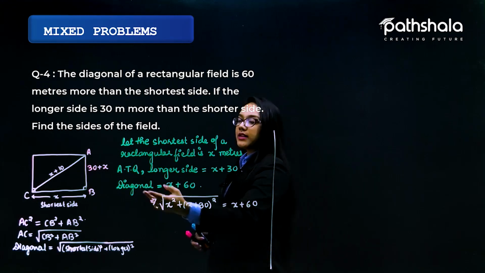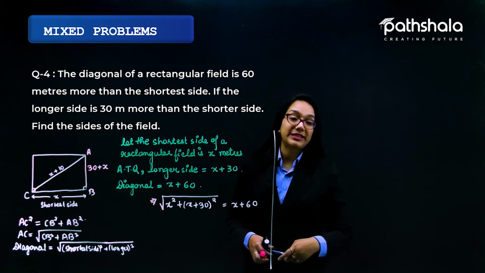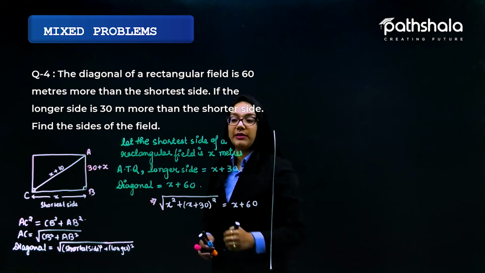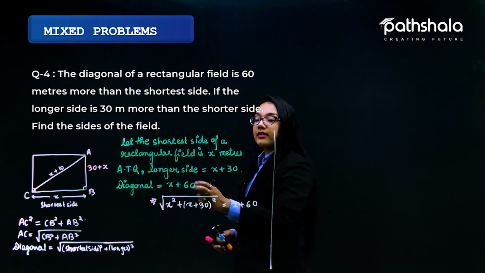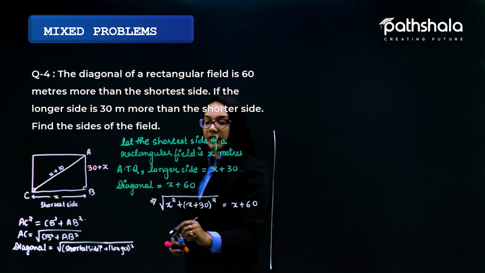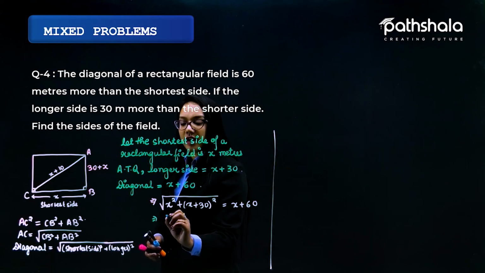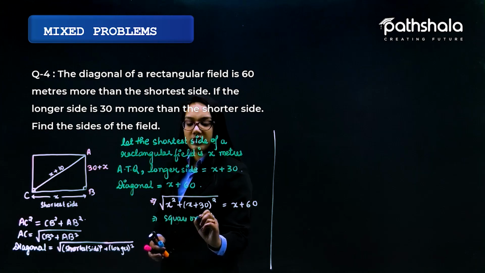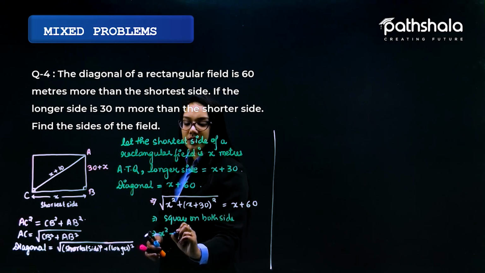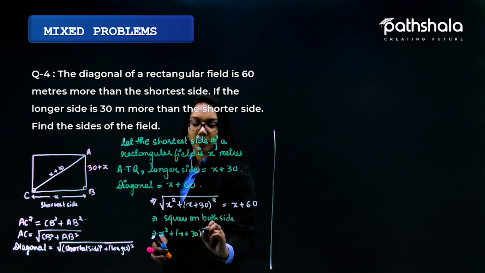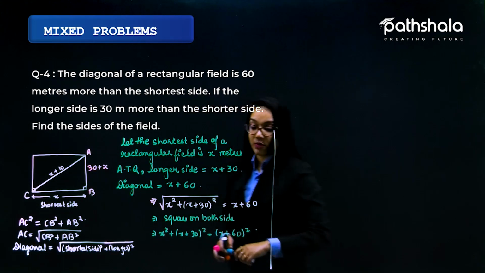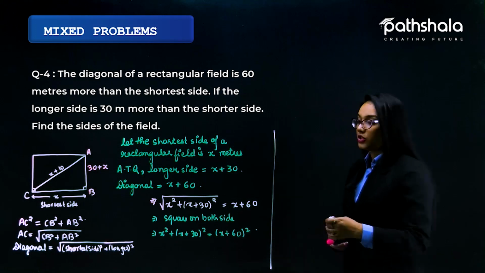So it means we can write the diagonal as square root of x square plus (x plus 30) whole square, because we know that the shortest side is x meters, and the longer one is nothing but x plus 30. Now we have to solve this condition. So let's just solve it. First of all, we'll take the square. So if we are taking the square on both sides, this equation would be of the form x square plus (x plus 30) whole square, which is equal to (x plus 60) whole square, because if we have taken the square, this would be of this form.